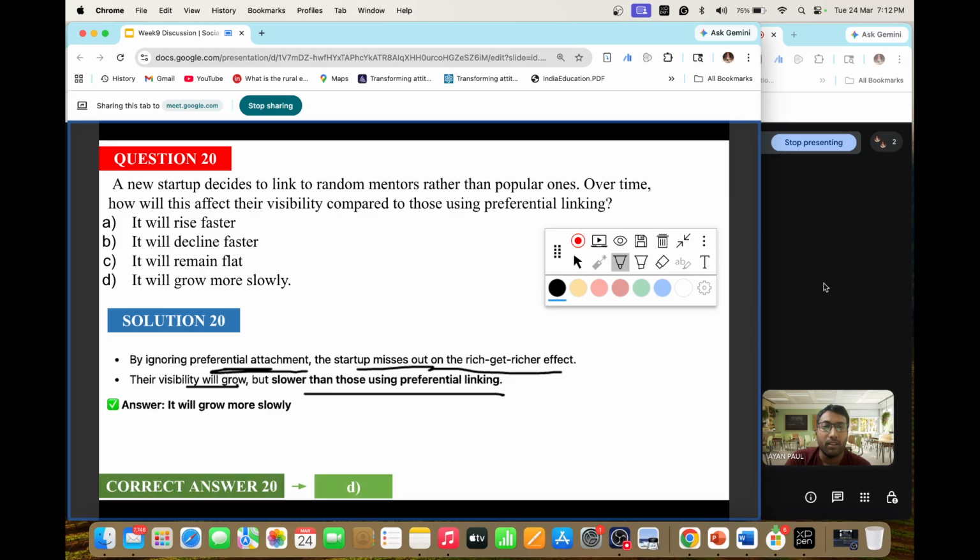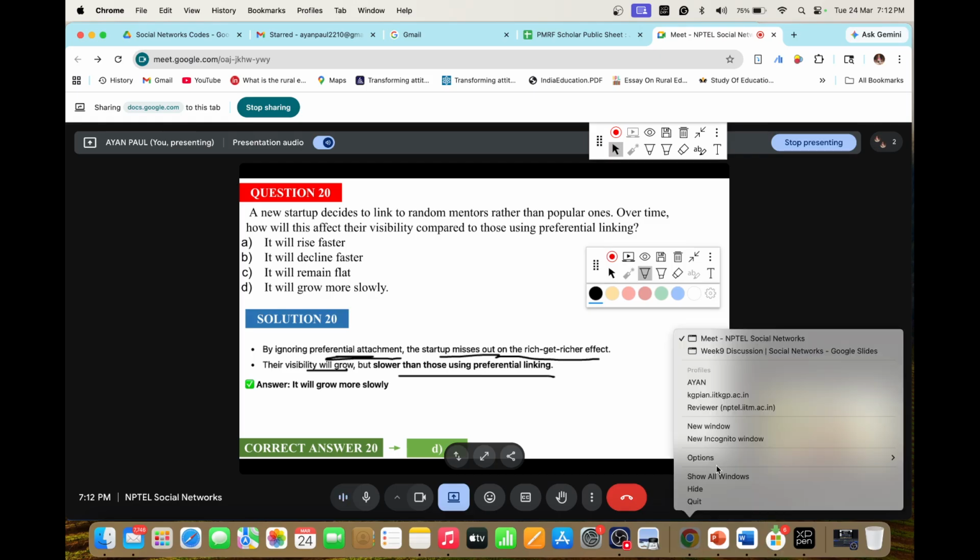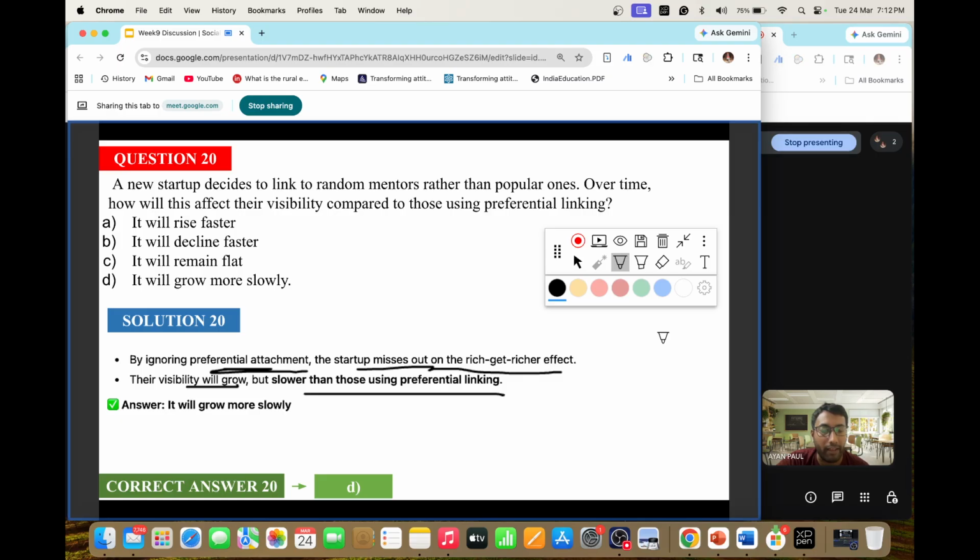So by this we have ended case number 4. This is a case regarding preferential attachment only. It follows the rich-get-richer model, but again with more depth towards preferential attachment and linking strategy. We are left with two cases, case number 5 and case number 6. So let's see case number 5.